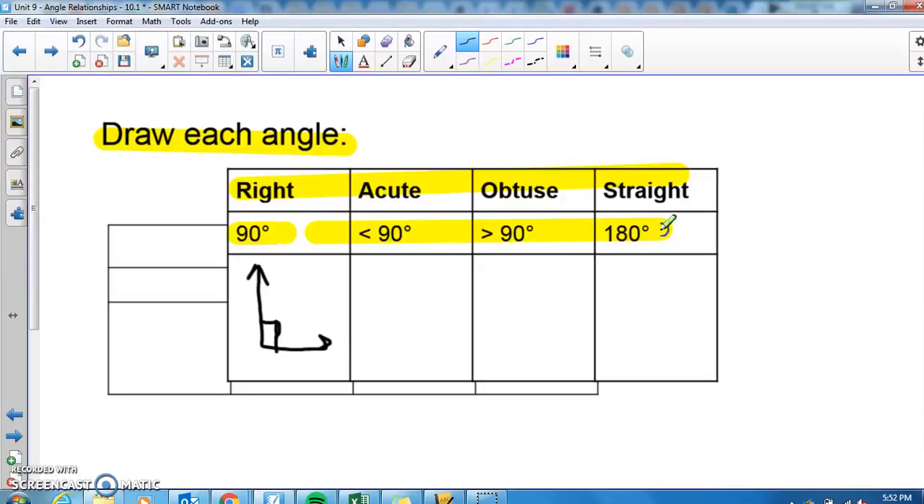An acute angle is a small angle. It's an angle that measures less than 90 degrees. An obtuse angle is a bigger angle. It's an angle that measures greater than 90 degrees. And then a straight angle is exactly that. It is a straight line that measures 180 degrees.